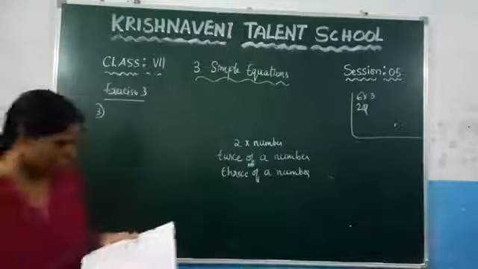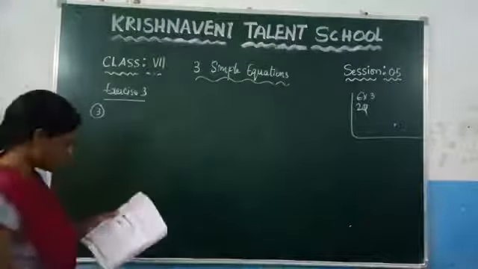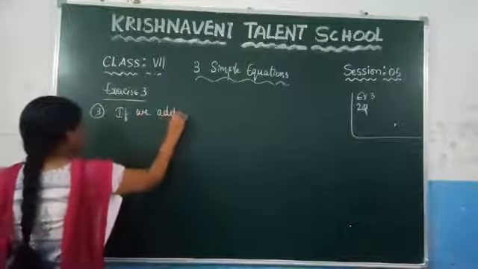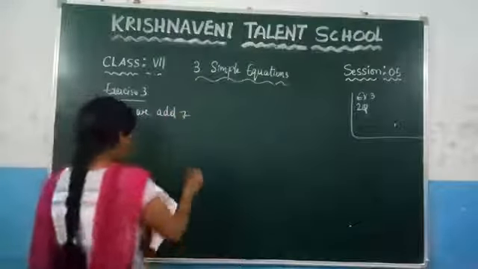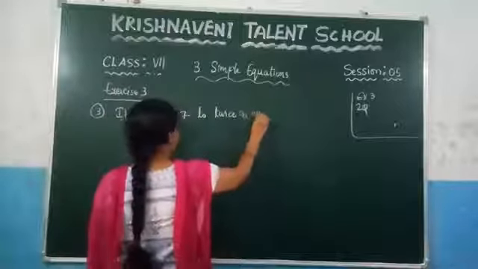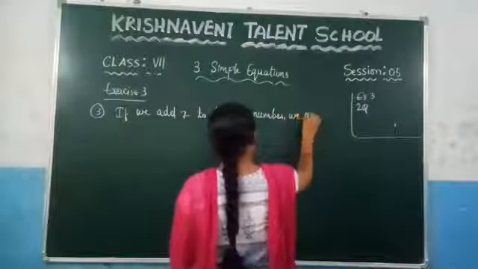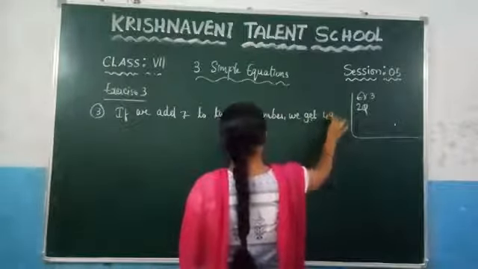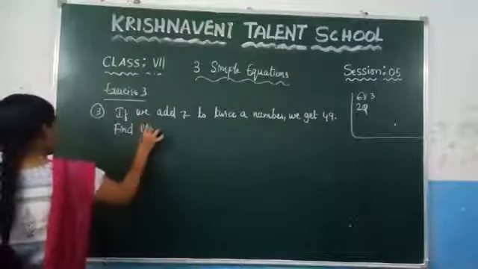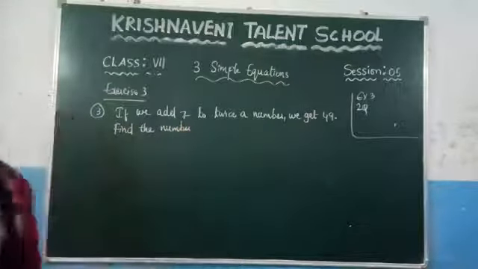Now see this question here. I am writing what the question is. If we add 7 to twice a number, we get 49. So find the number. This is the problem they have given.